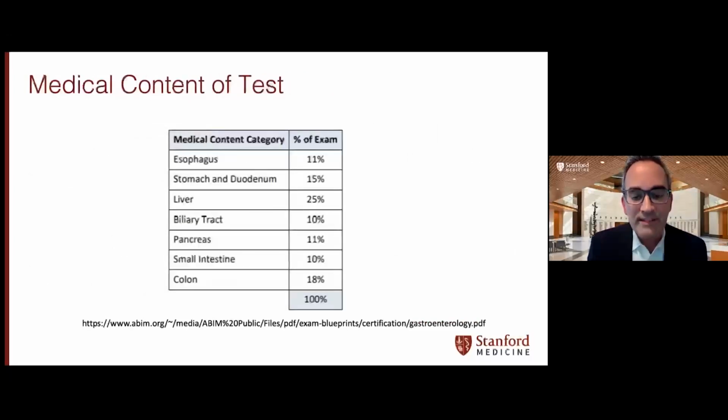So here's a nice breakdown of the test from the ABIM website, and you can see here that there is a focus on the liver, with 25% of the exam being liver-based. The colon, stomach, and duodenum make up the next portion of the content, followed by the remainder: esophagus, biliary tract, pancreas, and small intestine. So I think it really is very reasonable to study all of these areas, but if there's a particular area you're weak in, particularly liver, make sure that you spend some time on that, because that is a significant portion of the content of the test.